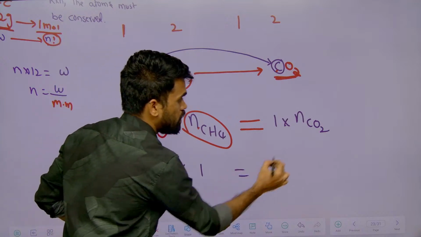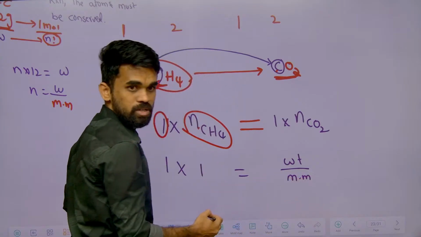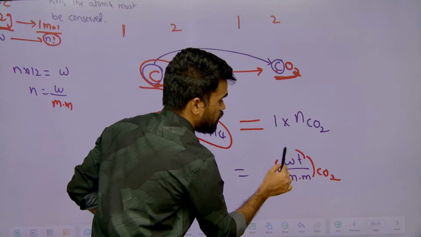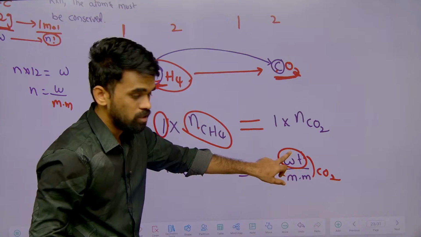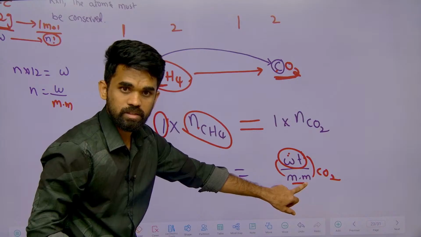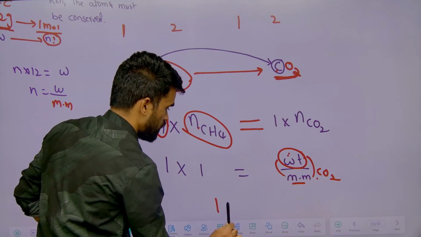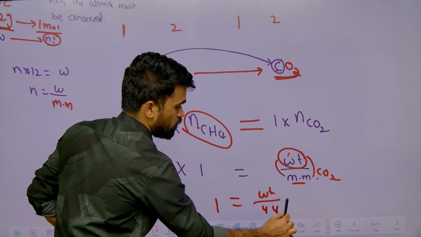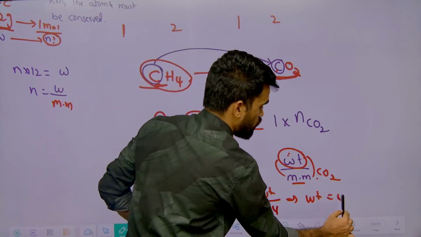it means number of moles only, this n of methane means 1 mole is combusted. What is the weight? Weight by molecular mass of CO2. Now what is my question? What is the weight of CO2 formed? This one I want. What about CO2 molar mass? 44. 12 plus 32, 44. So 1 equals given weight by molar mass, that is 44. From here the weight will be, sending this side, 44 grams we got.